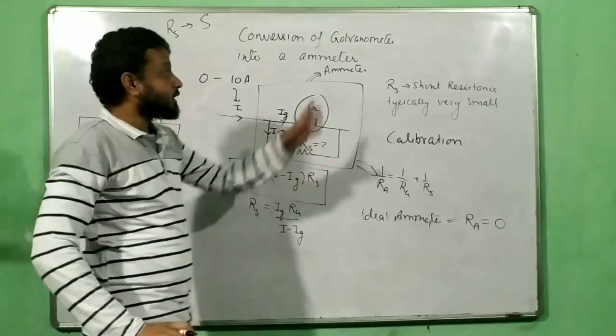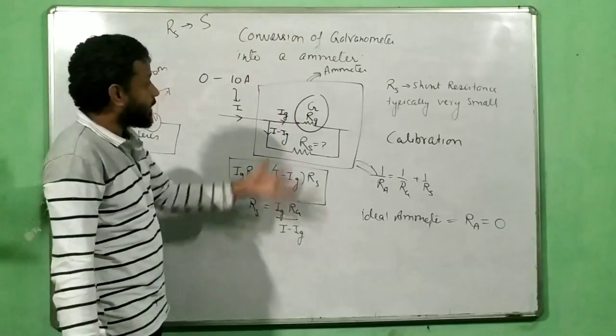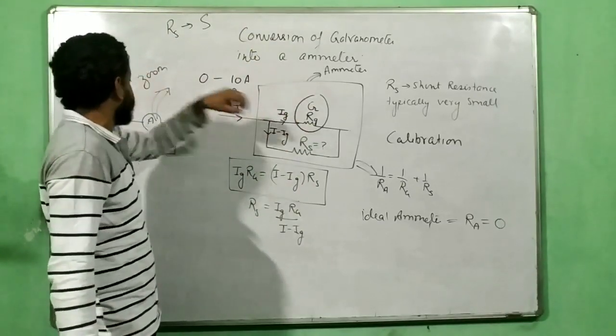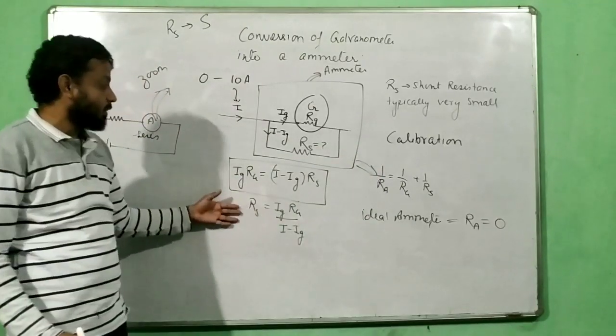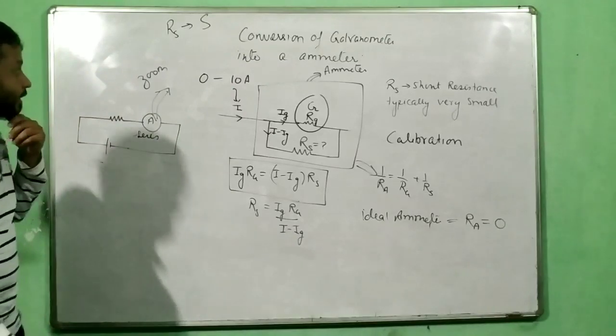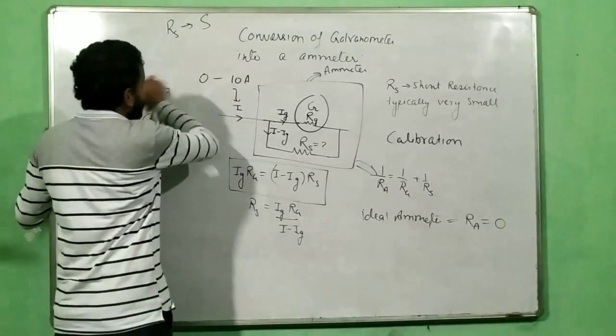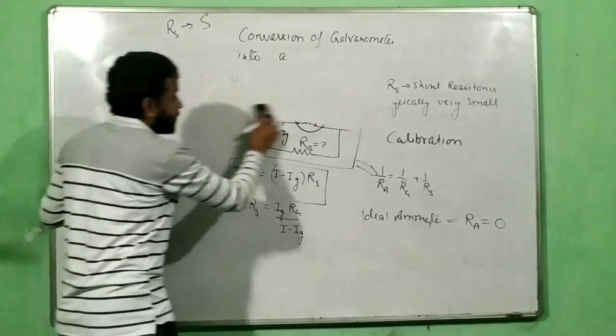So shunt resistances are very small, typically very small values of shunt we use, and then we connect them in parallel. The whole thing is arranged in series. Ideal ammeter Ra is equal to 0, and this is the working formula for our conversion of galvanometer into ammeter. Now let's go to another topic. Another topic is conversion of a galvanometer into a voltmeter.